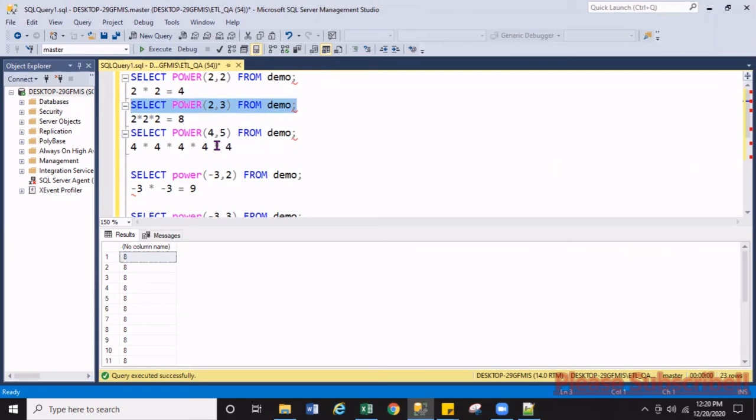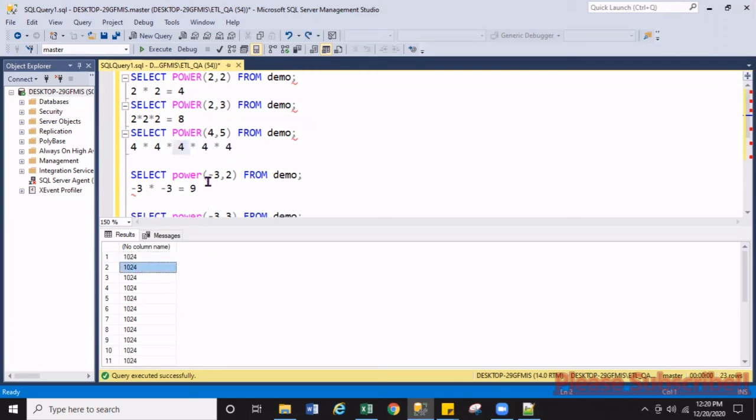Power of 4: 4 power 5 means 4 multiplied 5 times. It will do 4 times 4, which becomes 16. Again 16 times 4, again times 4. It becomes 1024.